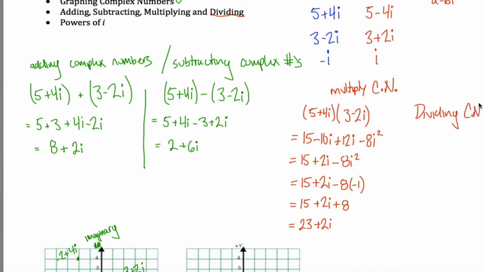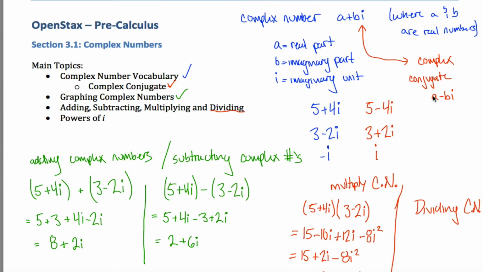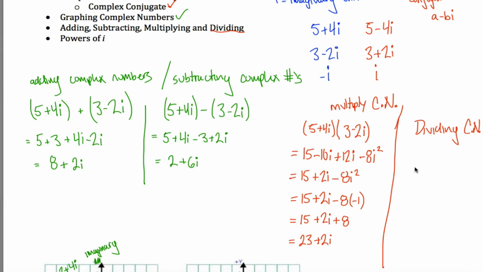But the good news is that really all it relies upon are things we've already done. If you can multiply complex numbers, which we just did, and you can find the complex conjugate of a complex number, you can divide complex numbers.